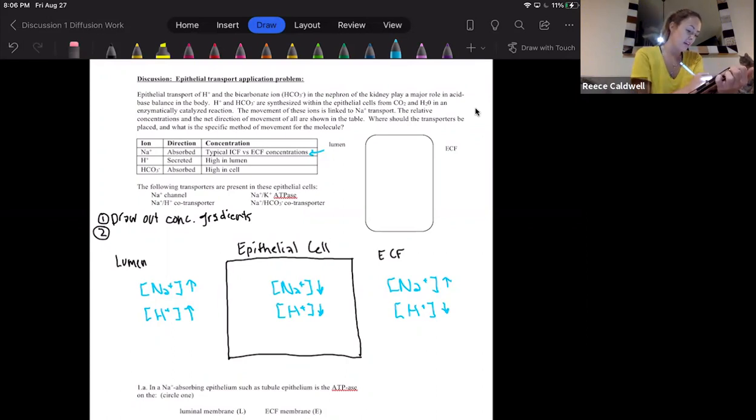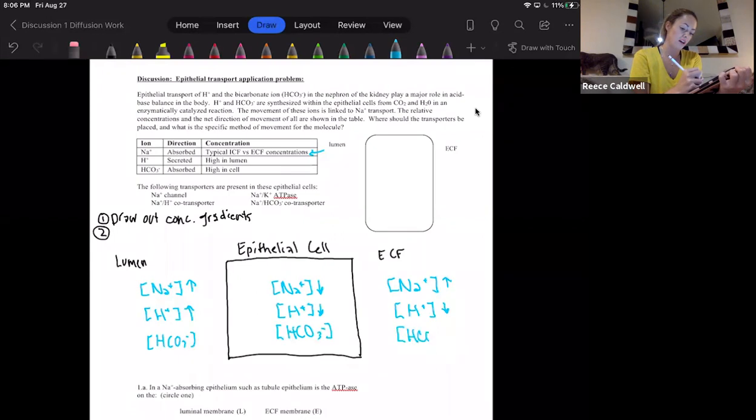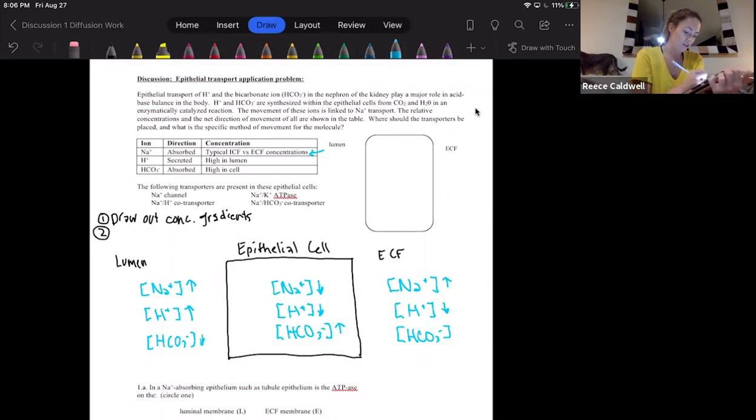And then lastly, we have our bicarbonate, or HCO3, and Dr. Chang specified that it is going to be high inside of the cell. So that means it's going to be low everywhere else. So high inside of the cell because Dr. Chang specified that, and low everywhere else. All right, awesome. So we have now completed step number 1 of drawing out those concentration gradients.